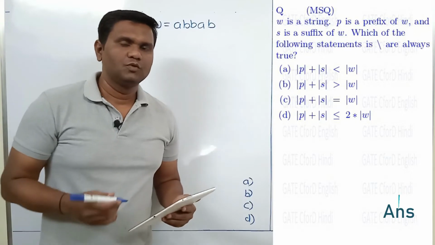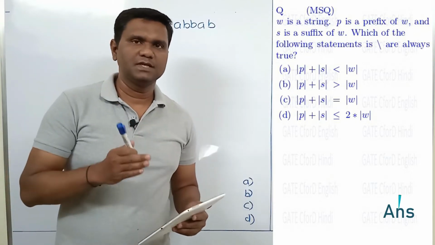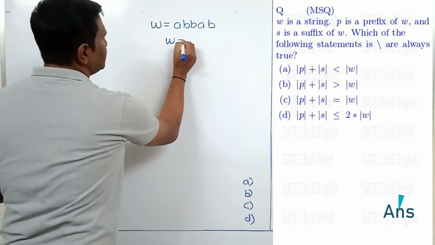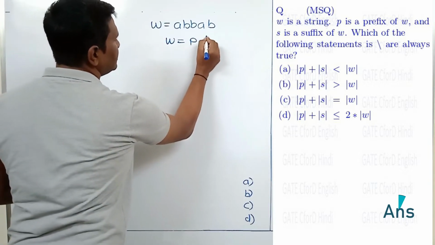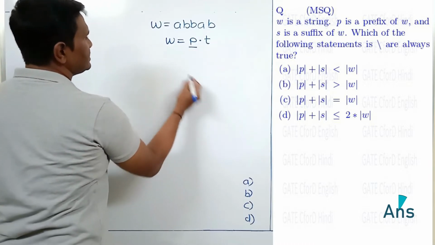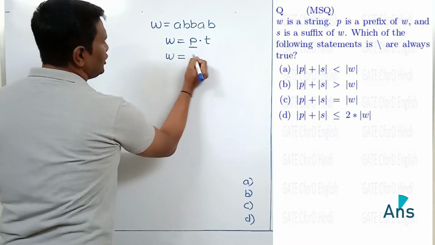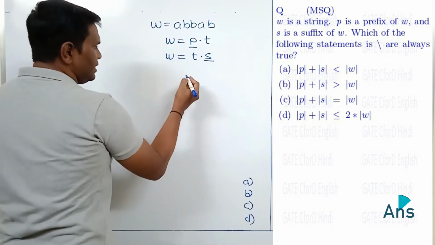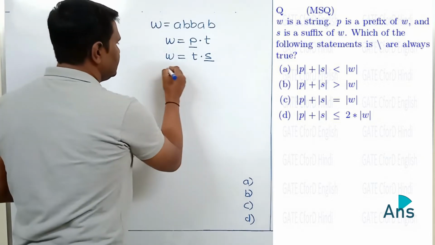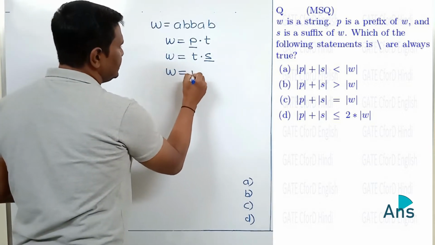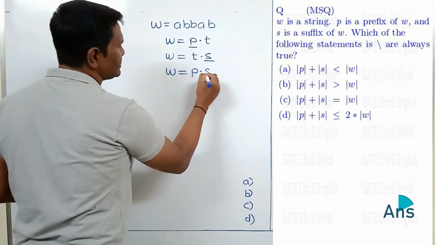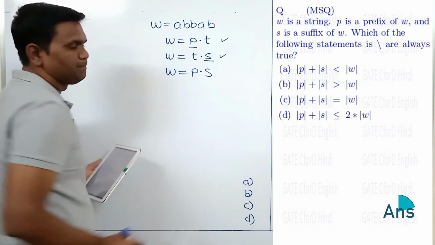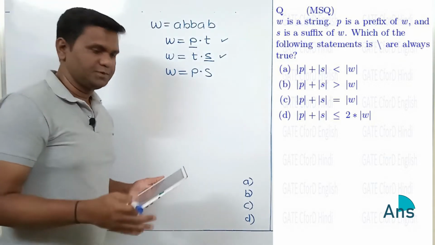Now in this problem, we should select prefix P and suffix S independently. To select a prefix, W equal to P dot T, P is the prefix. To select a suffix, W equal to T dot S, S is the suffix. To select P and S, it is not necessary to satisfy the condition W equal to P dot S. This is necessary, this is also necessary, this is not mandatory. Now let's disprove the wrong options.